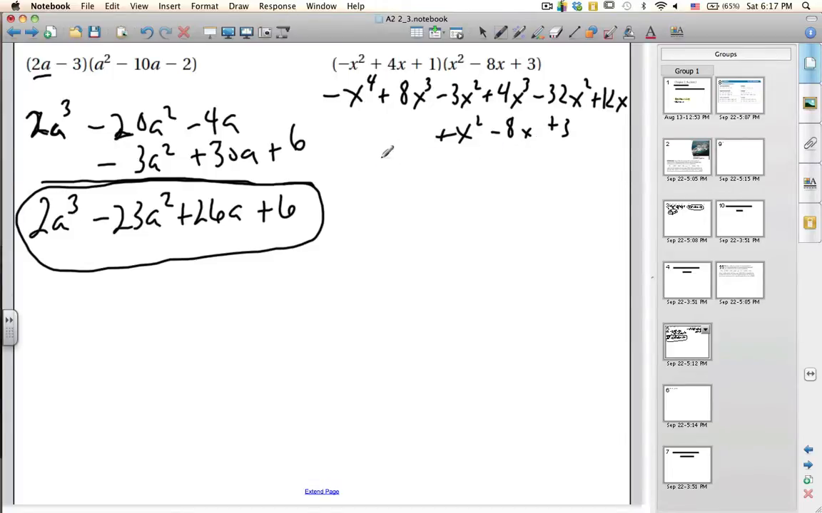Now I want to combine like terms. So I know that my first and last terms won't have anything to combine with. So I'll have minus x to the fourth. But then I have x cubed, 8x cubed, and 4x cubed. And those are all my x cubed. So that becomes 12x cubed. I have minus 3x squared minus 32x squared, that's minus 35, plus x squared, so that's minus 34x squared. And I have plus 12x minus 8x, that's plus 4x plus 3.